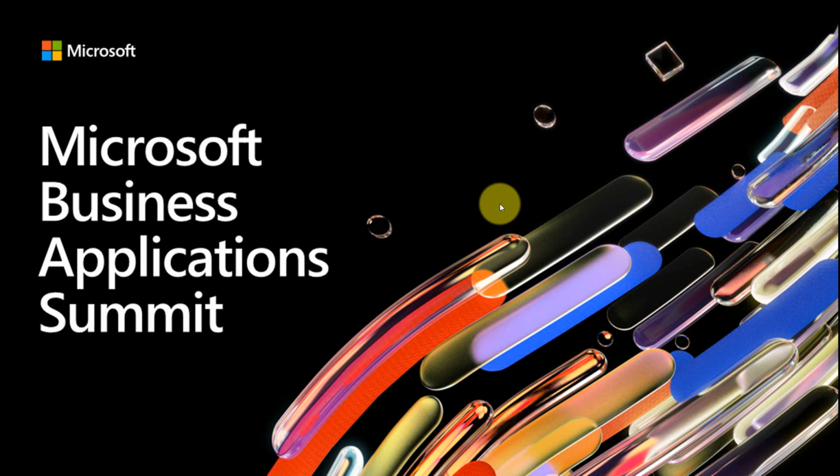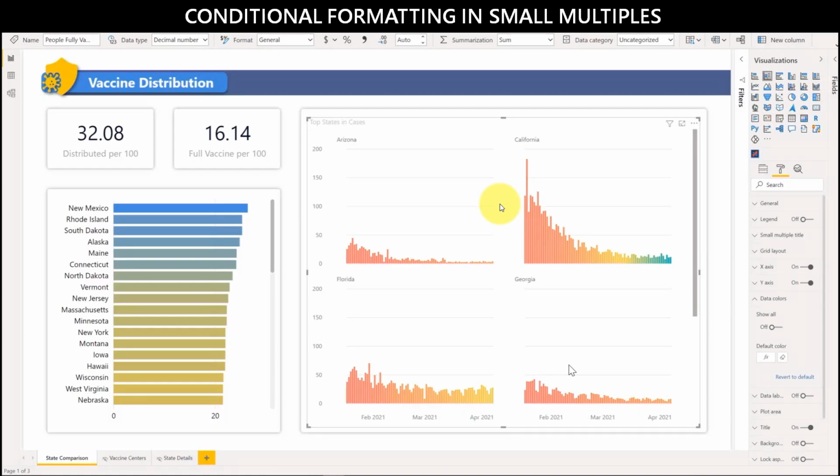Now let's get started. The first thing is conditional formatting in small multiples. So now you can create conditional formatting in the small multiples.